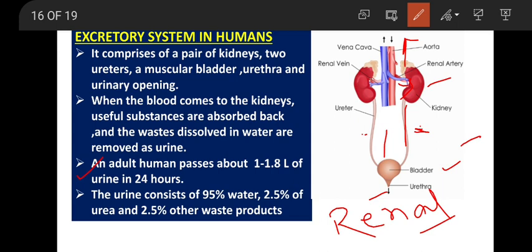In human beings, an adult passes about 1 to 1.8 liters of urine in 24 hours. If your intake of water is more, naturally the urine formation will be more. If you reduce the intake of water, urine formation will be less. But urine should be removed from the body because urine helps in removal of water along with the waste chemicals, waste products. So for the sake of removal of those waste products, we should take sufficient water. Minimum 2 liters, maximum 3 to 4 liters you can take. Make sure that you all take sufficient water.